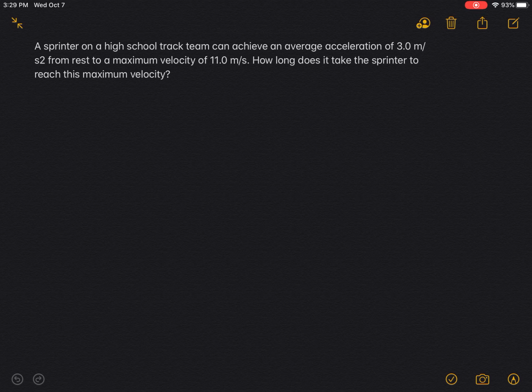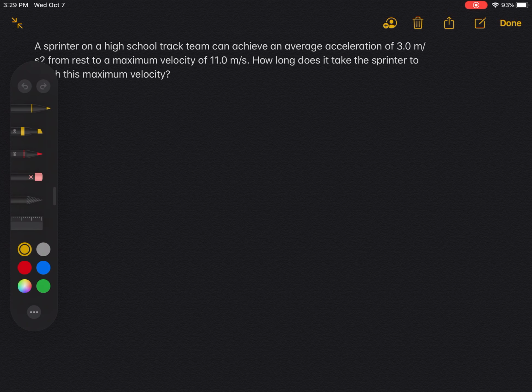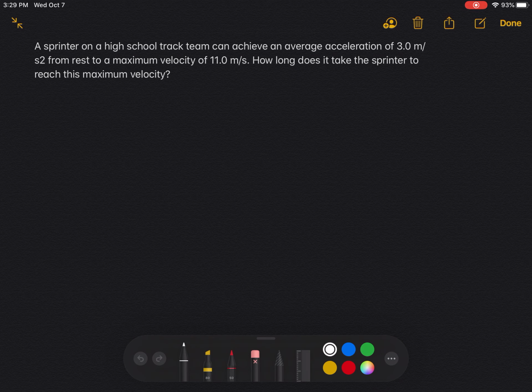All right, moving on with the next example. It says a sprinter on a high school track team can achieve an average acceleration of 3.0 meters per second squared. So for me, as I read through questions, I always like to write down the pieces of information they give you. And right here, they've given us an acceleration, 3.0 meters per second squared.